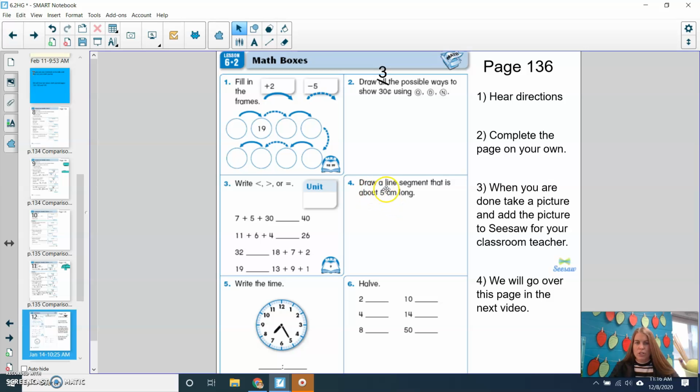For question 4, draw a line segment that is about 5 centimeters long, so you're going to need a ruler or a template for this question. For question 5, what time is it? And then for question 6, half. So think about what half of 2 is, what half of 4 is, and so on.